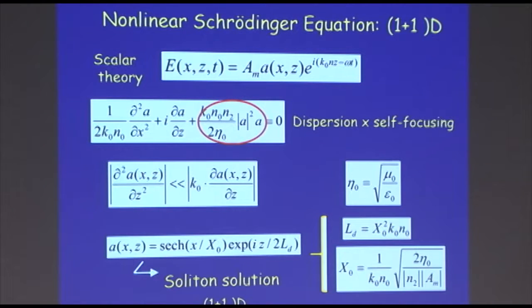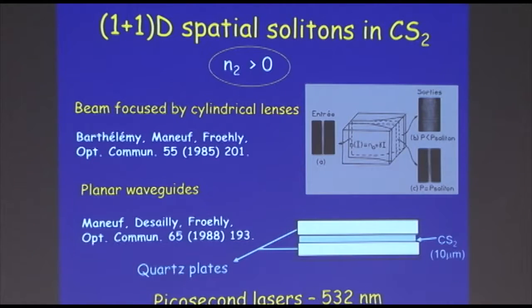For this equation, there is a solution. The solution is given in terms of a hyperbolic secant. And that's the soliton solution. So it means that you may propagate a hyperbolic secant, and then it propagates without change. But that's a soliton for one dimension. That's a very old story. People demonstrated this effect a long time ago.